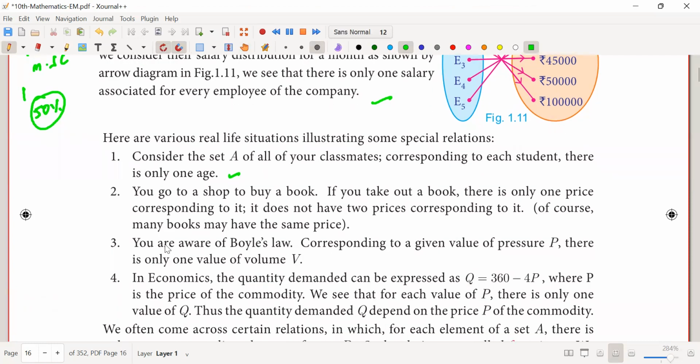Examples. These are examples. Are you aware of Boyle's law? What does Boyle's law say? Yeah, definitely. Understand this. Mathematics is the tool of science. We are learning this mathematics because we have to understand science. If you understand science only, you can proceed.